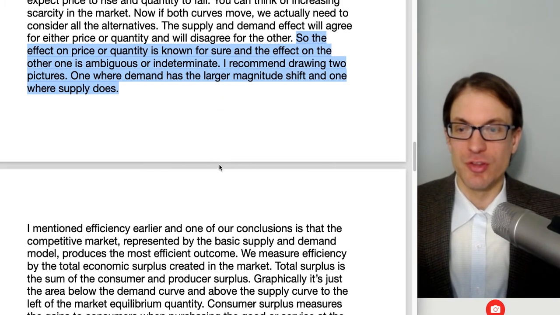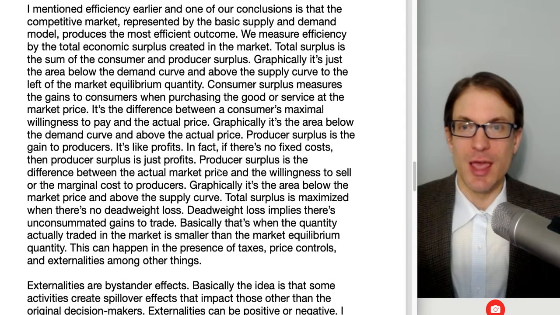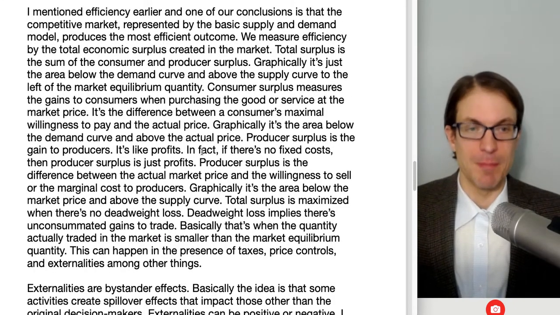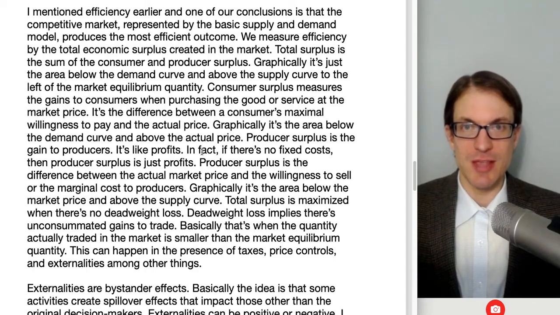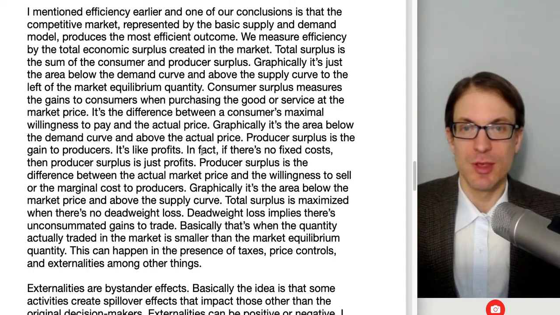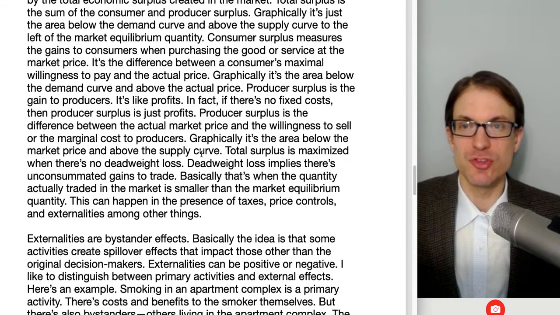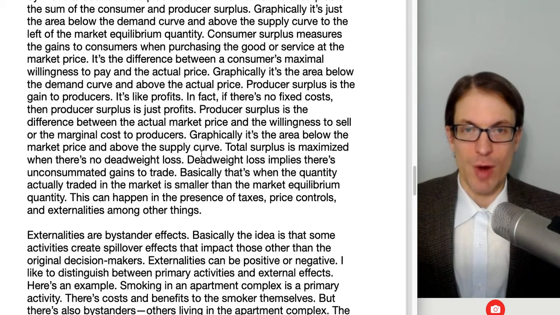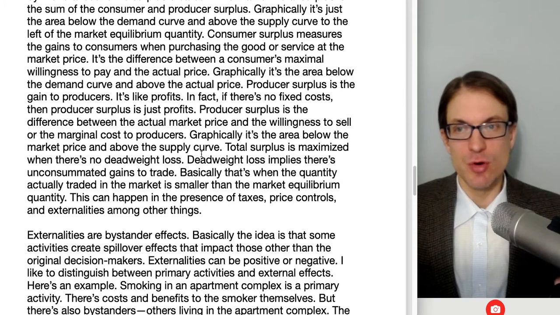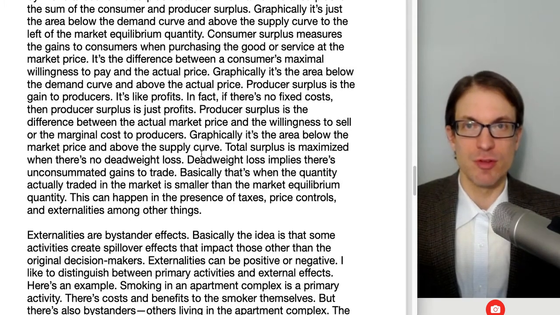All right, so I mentioned efficiency earlier, and one of our conclusions is basically the competitive market, as represented by the basic supply and demand model, produces the most efficient outcome. So we measure efficiency by the total economic surplus created in the market. Total surplus is just the sum of consumer and producer surplus. Graphically, it's the area below the demand curve and above the supply curve. It's a big triangle, to the left of the market equilibrium quantity.